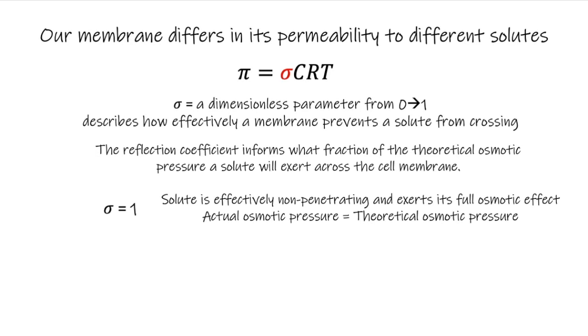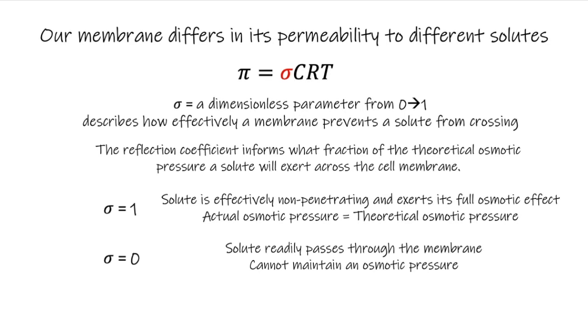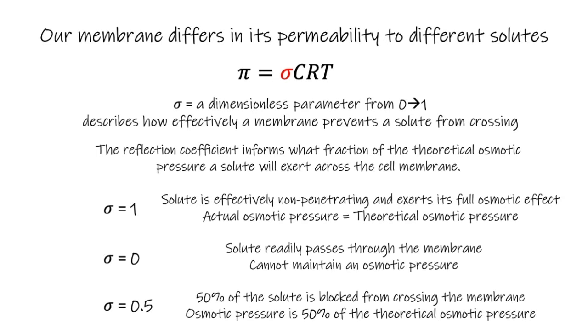A reflection coefficient of 1 means the solute is fully reflected or blocked by the membrane, and the actual osmotic pressure equals the theoretical osmotic pressure. A reflection coefficient of 0 means the solute passes freely across the membrane. Because solute can redistribute across the membrane, it cannot maintain an osmotic gradient across the membrane. A reflection coefficient of 0.5 yields an actual osmotic pressure that's about 50% of the theoretical osmotic pressure. So the important take-home principle is the less permeable a membrane is to a solute, the more effectively that solute can produce sustained osmotic water movement across that membrane.